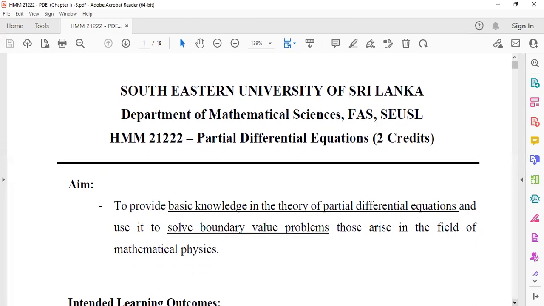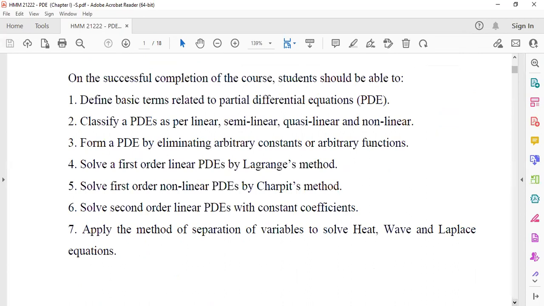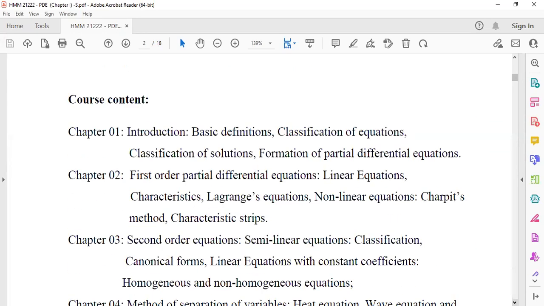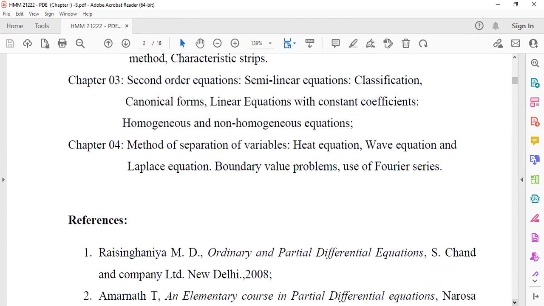First of all, we are in the first learning outcome, which is to define the basic terms related to partial differential equations. That is in chapter 1, the introduction part. We have finished basic definitions as well as classification of equations, and classification, solution, and formation of partial differential equations is our today's task. So I hope you have finished our chapter 1.